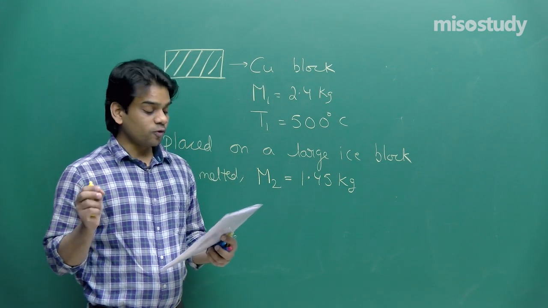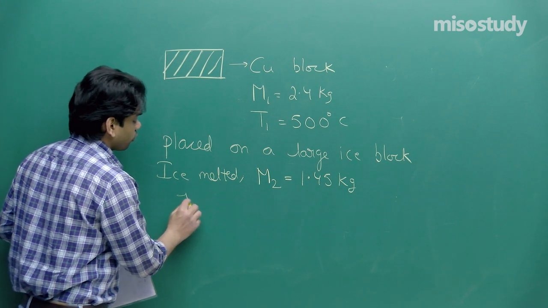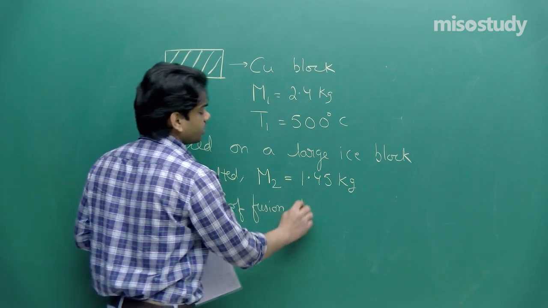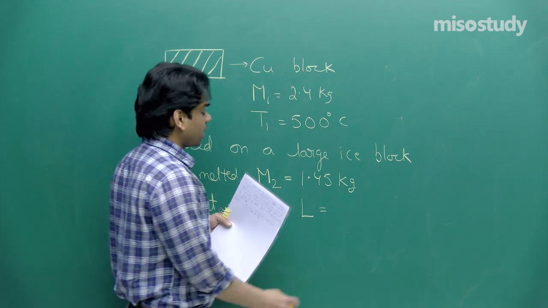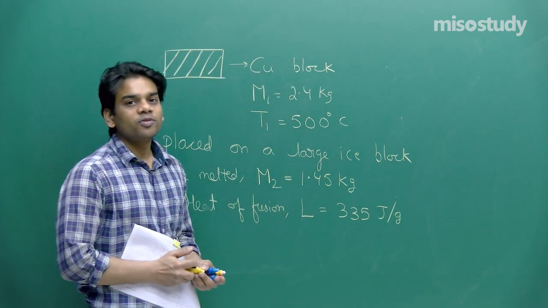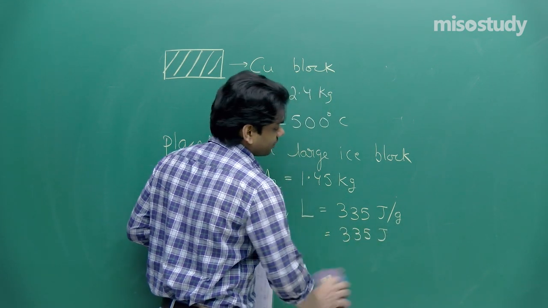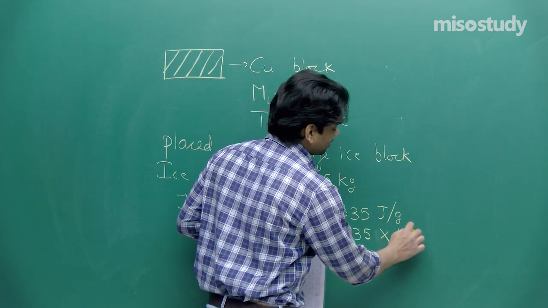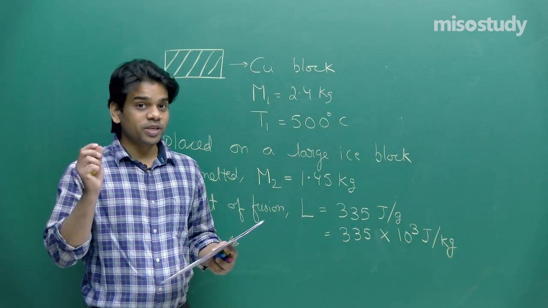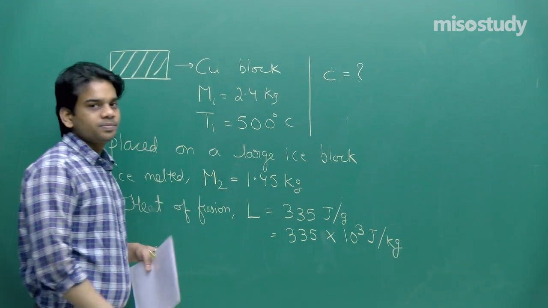Calculate the specific heat of copper if the heat of fusion of water is equal to 335 joule per gram. It's given that the heat of fusion, that is the latent heat of fusion, expressed in terms of L, is 335 joule per gram. The same can be written in terms of kg, so we can write this as 335 multiplied with 10 to the power 3 joule per kg. We have to calculate the specific heat of copper, so I am also marking C of copper, that is what is required.